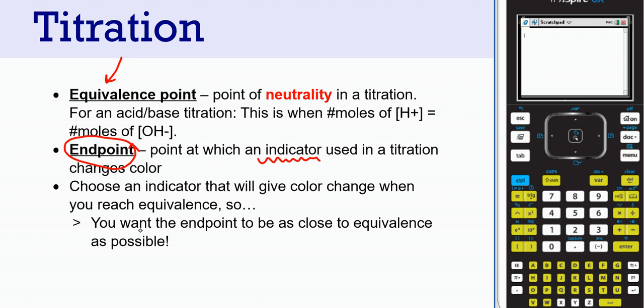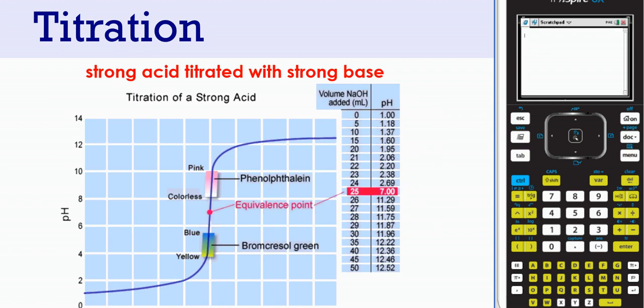When you choose an indicator, you want endpoint to be as close to equivalence as you can. Now, it's not necessarily perfect, but when we do titrations and we look at the data, we'll see why there's an acceptable range when choosing indicators. So this is a strong acid. Notice our pH at the beginning is less than 2 and being titrated by a strong base. The base is being dripped in. You see the pH slowly changing, and then we see a point at which we get very close to equivalence, which is here at 7. That's where we have equal moles of acids and base. And we see this almost a vertical rise. And this is just a matter of a few drops here, going from here to here, just a few drops.